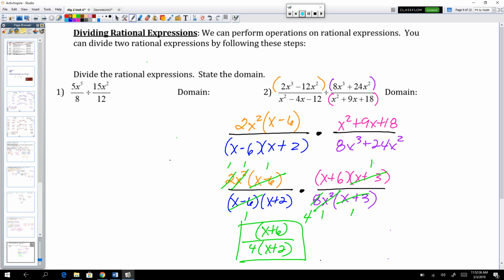Now, domain. We have got to go back and look at all the different things that could have caused us a problem. So for the blue, we could have had an x minus 6, that's not allowed to be 0. An x plus 2 is not allowed to be 0.